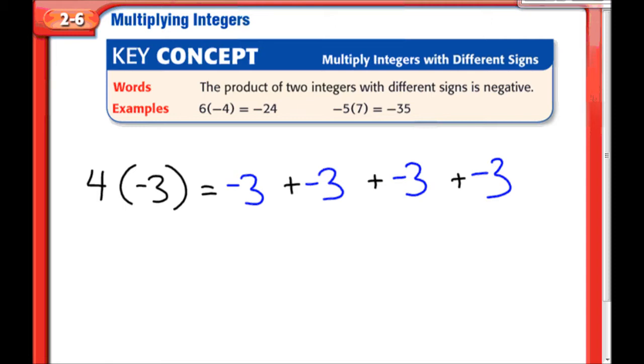Well, if we work our way through this, negative 3 plus negative 3 is negative 6, plus another negative 3 would be negative 9, plus another negative 3 would be negative 12. So there it is. That's why a positive times a negative is a negative, because you're really having, in this case, 4 of those negative numbers added together. 4 negative 3's added together is negative 12. So I hope that helps you understand why a positive times a negative is actually a negative answer.